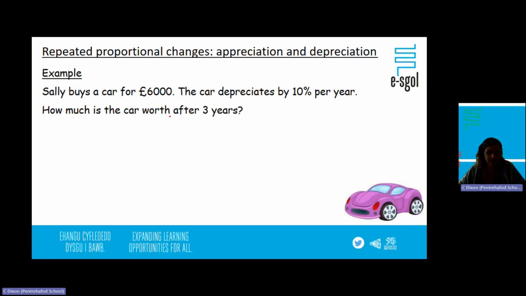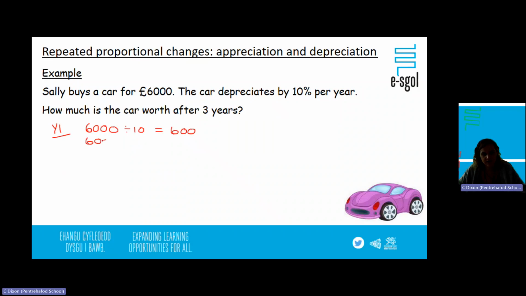So we've got Sally buys a car for £6,000. The car depreciates by 10%. How much is the car worth after 3 years? So pause the video and have a go, but I will carry on now and talk through it for you once you've had a go. Okay, so year one, 10% a year. So we're going to find that by dividing by 10. So that's £600 lost in the first year.